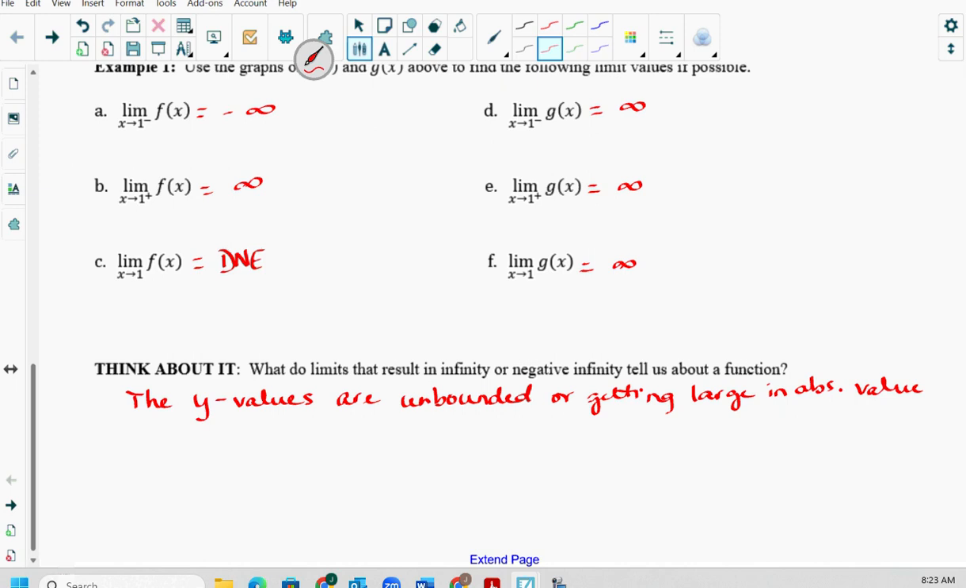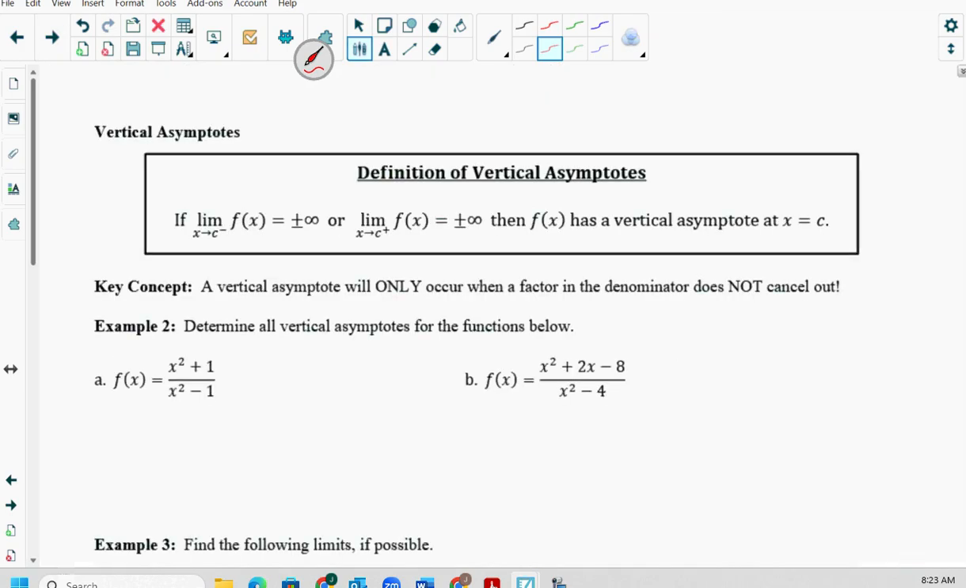Okay, let's keep going. The notes look long in the packet, but they're not actually that long today. We moved through them pretty quickly. The vertical asymptotes that we just saw in the graph, we need to be able to find those algebraically as well. So let's just review finding vertical asymptotes with these functions.